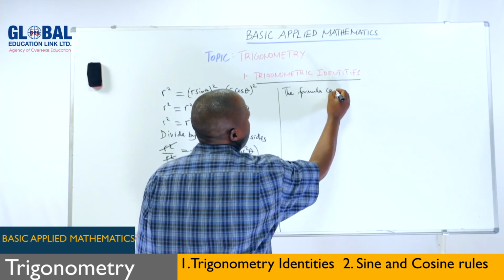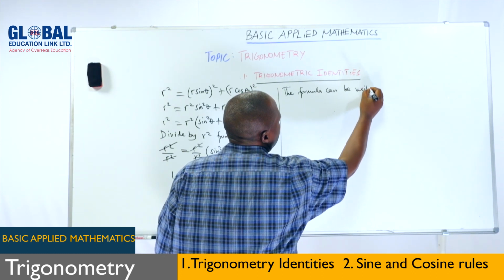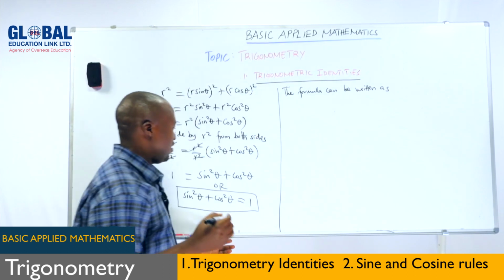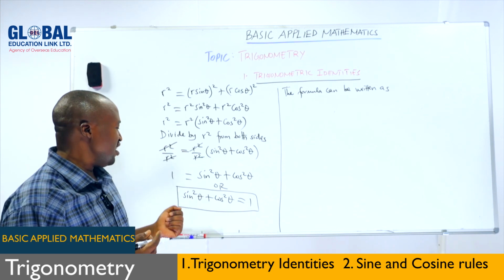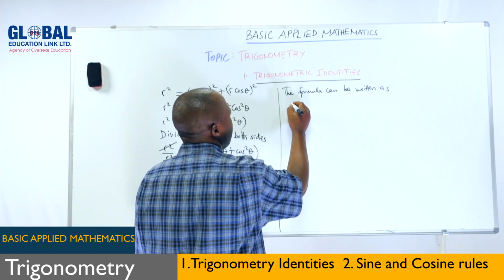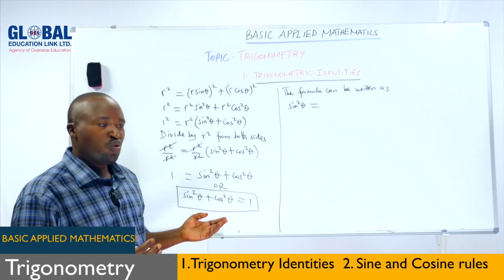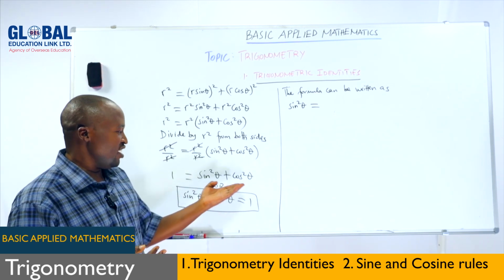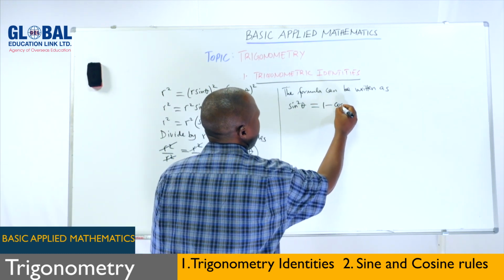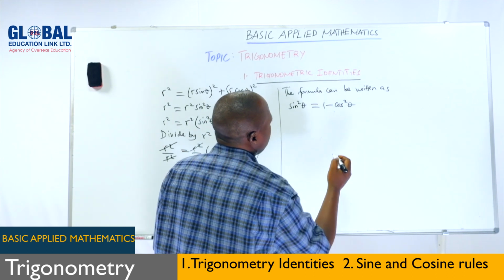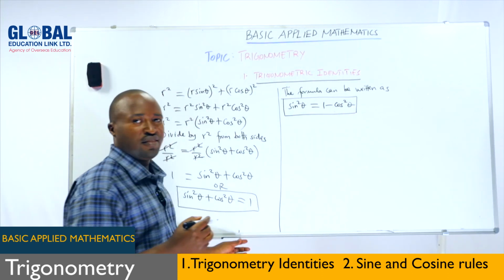The formula can be written as follows. On making sine squared the subject, sine squared theta will be equal to, then we shift cosine squared to the right hand side, so we have 1 minus cos squared theta. So this is another identity formula.